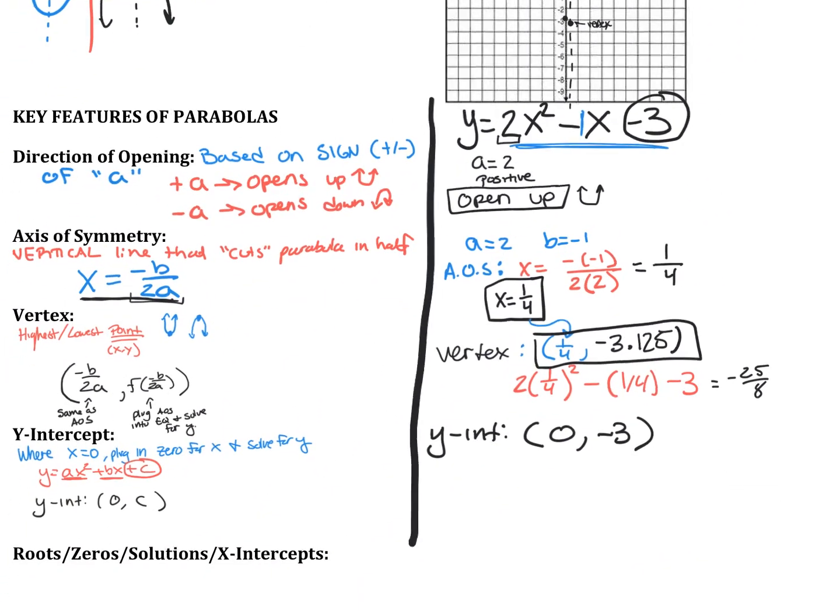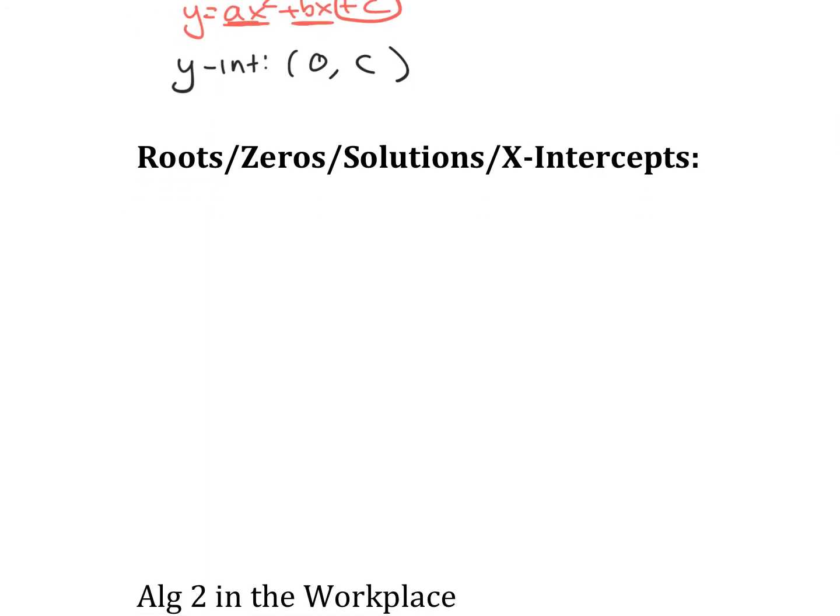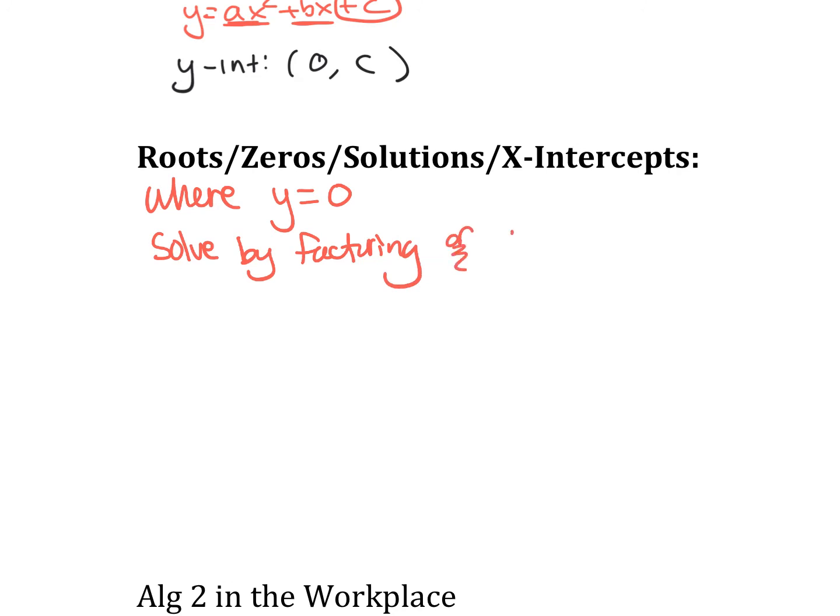Okay, and then finally our x-intercepts. Our roots, our zeros, our solutions, again, lots of names for the same thing. This is where y equals 0, where it crosses the x-axis. We have learned a bunch of different ways to solve. We can solve by factoring if we're able to factor, or you can use the quadratic formula, which will always work.